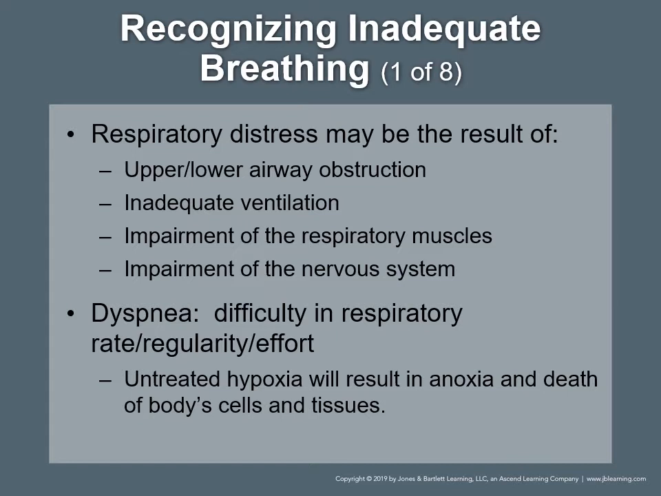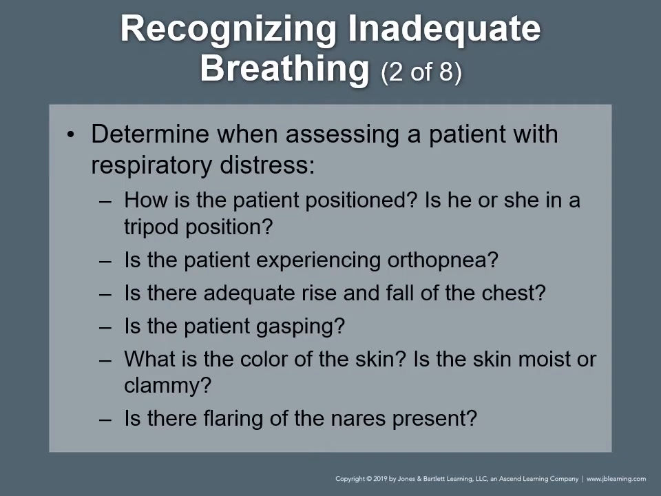Any difficulty in respiratory rate, regularity, or effort is defined as dyspnea. Dyspnea may be the result of or result in hypoxemia. Untreated hypoxia will result in anoxia and death of the body cells and tissues. Recognition and treatment of dyspnea are crucial to patient survival. Treatment of the patient will be ineffective if the airway is not patent and the patient is not breathing adequately.